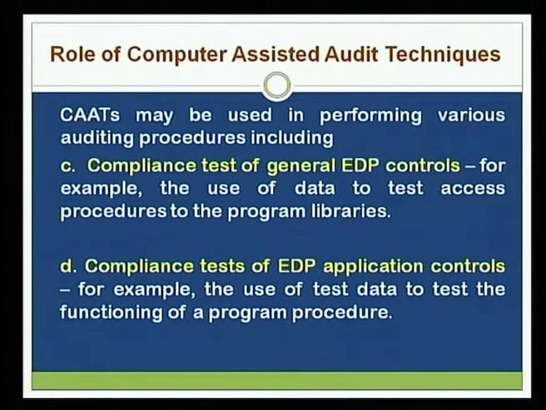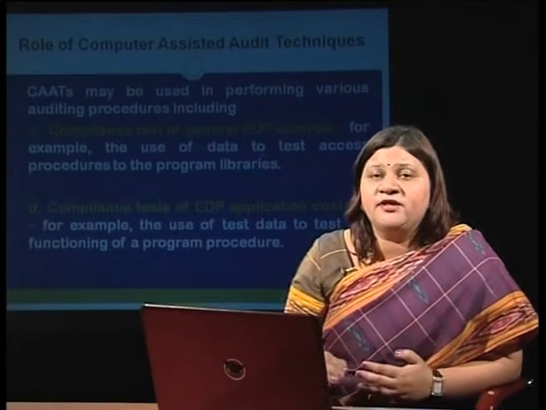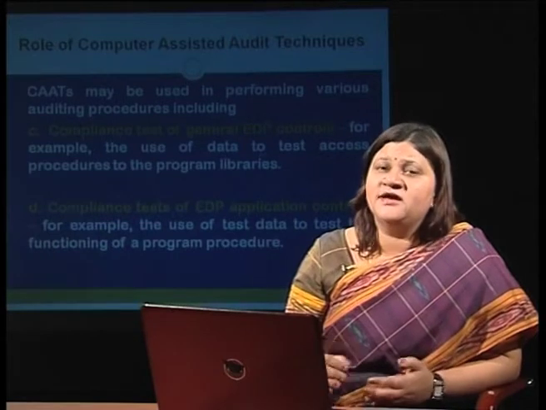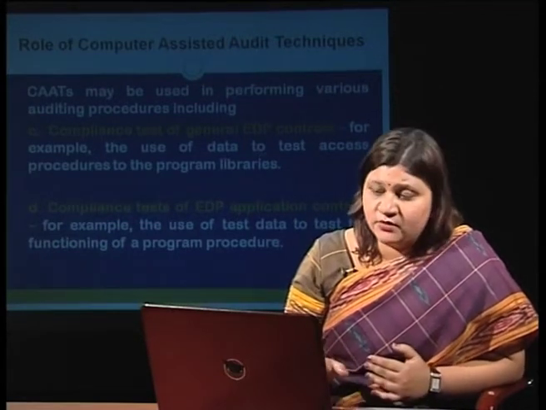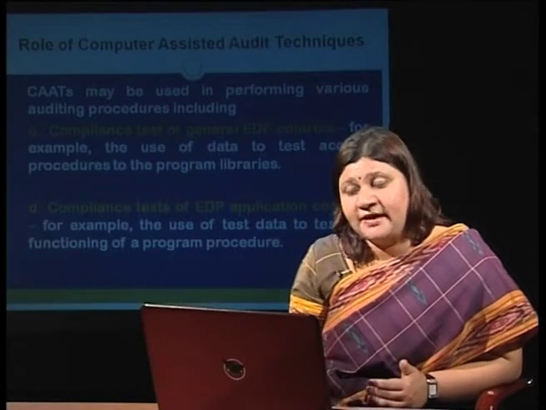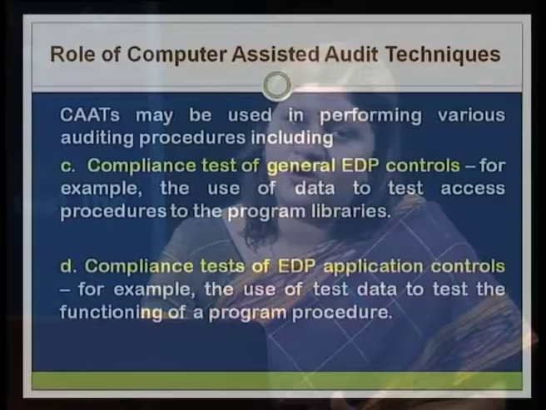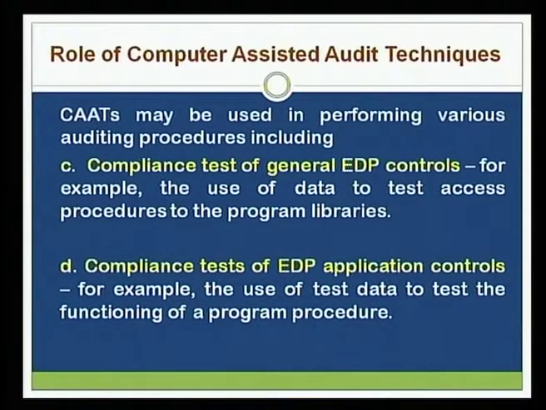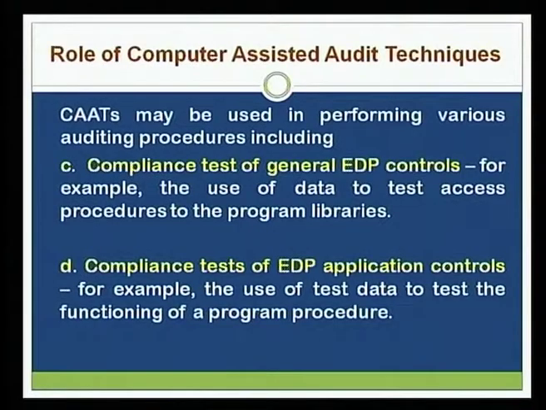D is compliance test of EDP application control. EDP application control means how accounting procedures are applied in a CIS environment or computerized environment. So, compliance tests under EDP application control can be conducted using audit techniques which are known as CATs. Under it, how will we go for the CAT techniques: the use of test data to test the functioning of program procedures can be there. So, all these form the part of the use of computer assisted audit techniques to carry out the audits in a computerized environment.